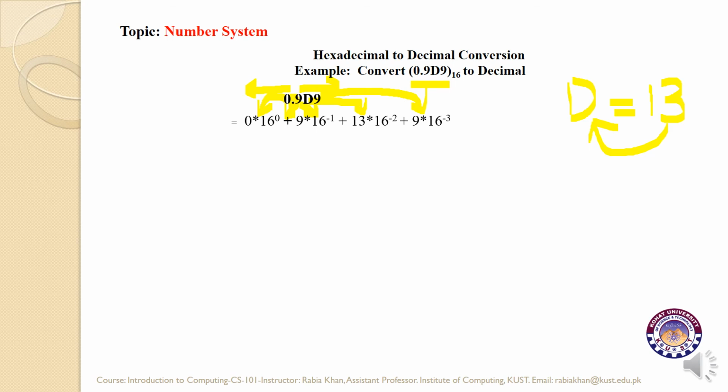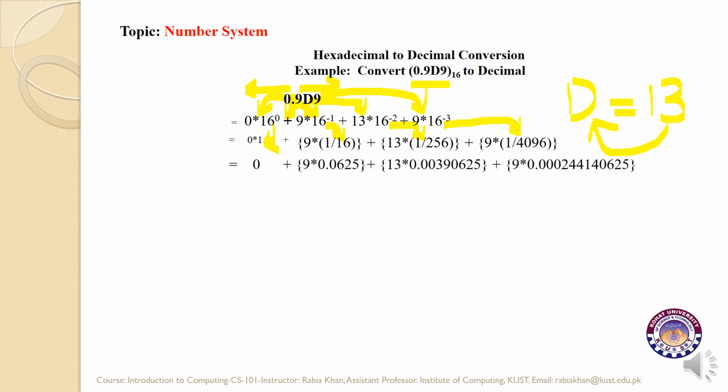After clearing up the powers, this is the answer. 16 raised to power 0 is equal to 1. 16 raised to power -1 we can write as 1 by 16. 16 raised to power -2 can be written as 1 by 256, and 16 raised to power -3 can be written as 1 by 4096. So when we perform the division, these are the answers.